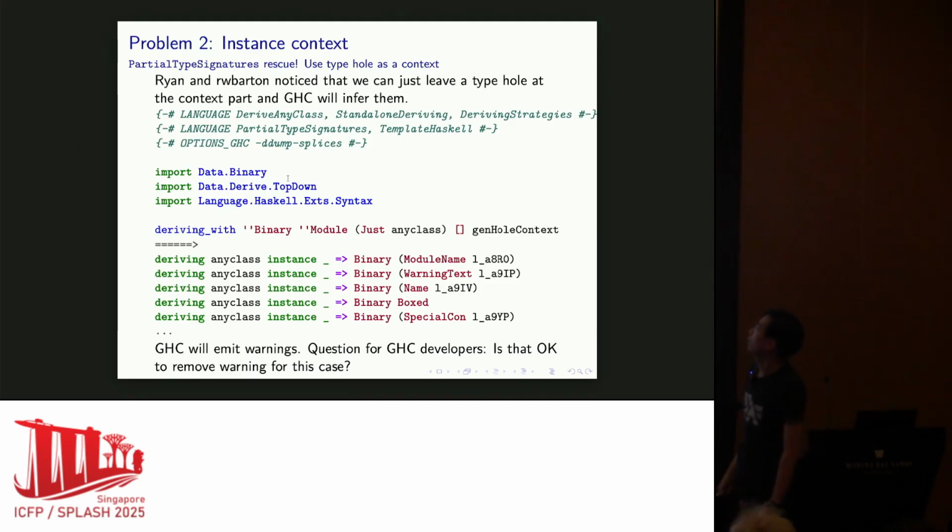So how can we solve this problem? Ryan and R.W. Barton noticed that we can just leave the context as a whole there with a wildcard here. But we need to enable a lot of language extensions, and GHC will infer the context here. In this case, GHC will emit warnings. And my question is whether it is okay to just remove those warnings by default, because normally I do not care about the type which is filled in by the compiler here.